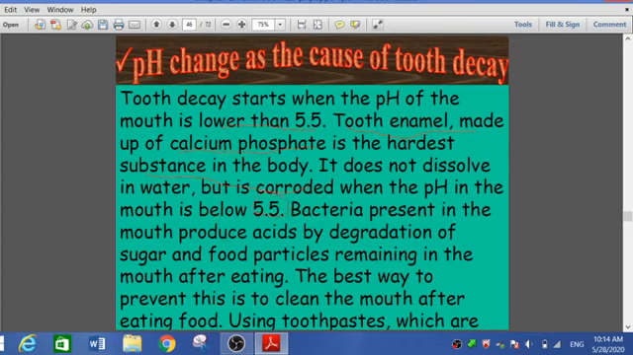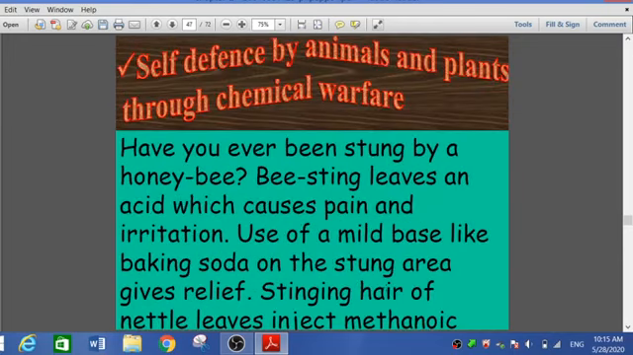Bacteria present in the mouth produce acids by degradation of the sugar and food particles remaining in the mouth after eating. The best way to prevent this is to clean the mouth after eating using toothpaste. So we have to use toothpaste three times because it will affect our teeth.